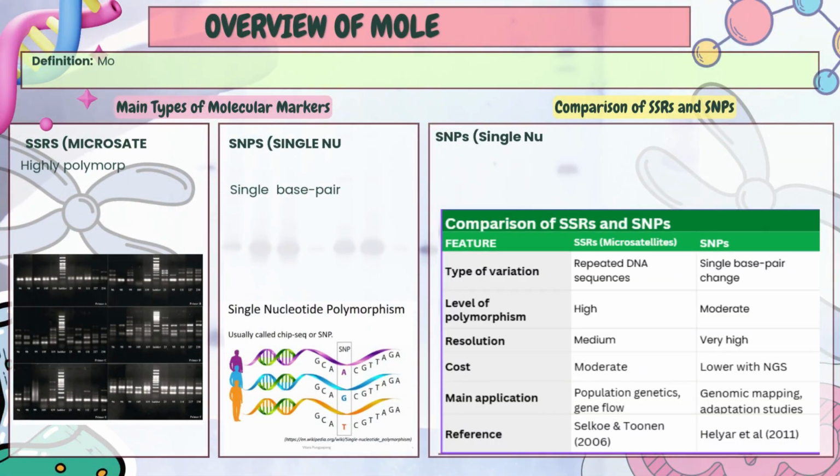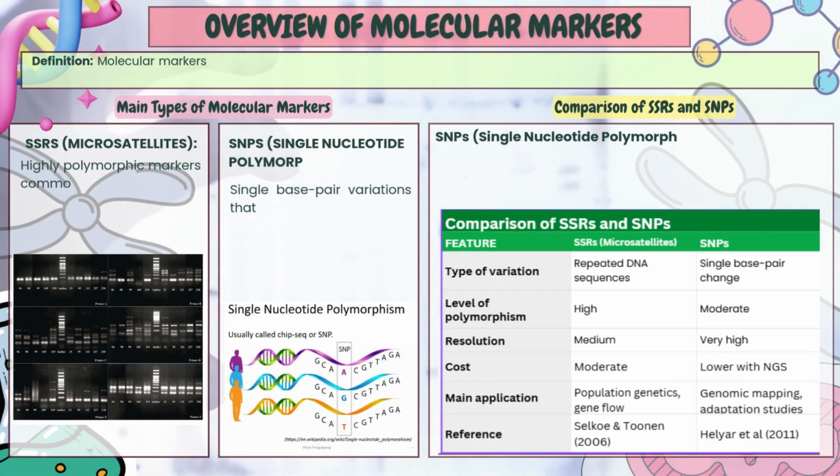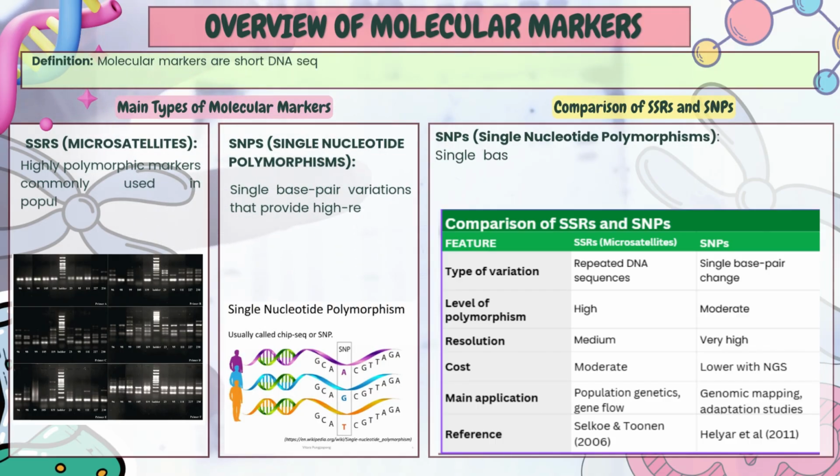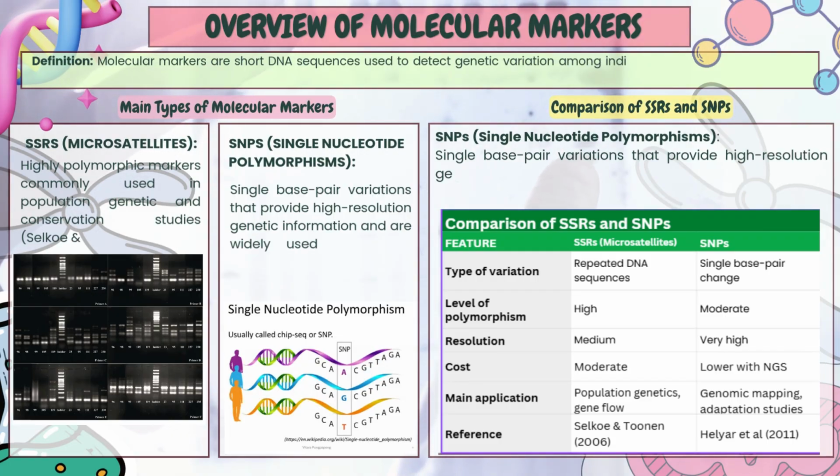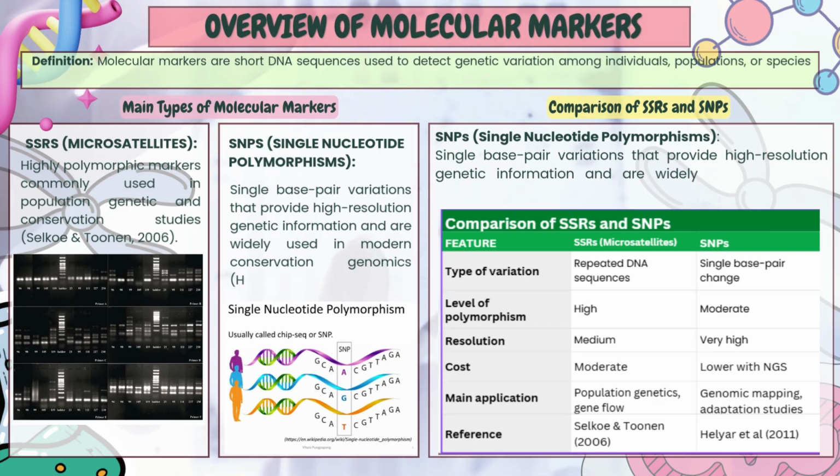For this slide, I will explain molecular markers. Molecular markers are short DNA sequences that are used to detect genetic variation among individuals or populations. They are very important in plant conservation because they help us understand the genetic health of species.